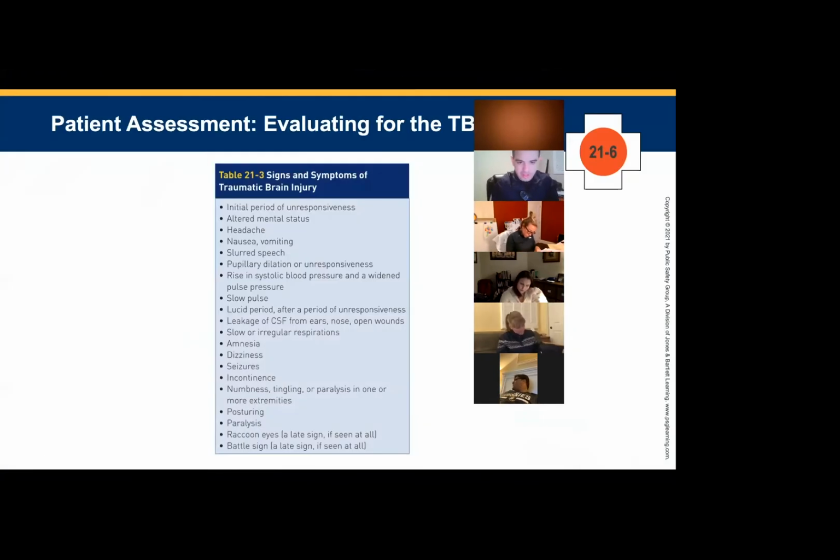All right, so we're talking about patient assessment, and we were on posturing. What kind of posturing do we have? We have two kinds: decorticate and, I forget the name, decerebrate. Yep, decerebrate. Remember, decorticate, we're making that quarter. And then we can have paralysis. We can have raccoon eyes. What was raccoon eyes? Two black eyes. Absolutely. And how about Battle sign? Bruising behind the ears. Absolutely.